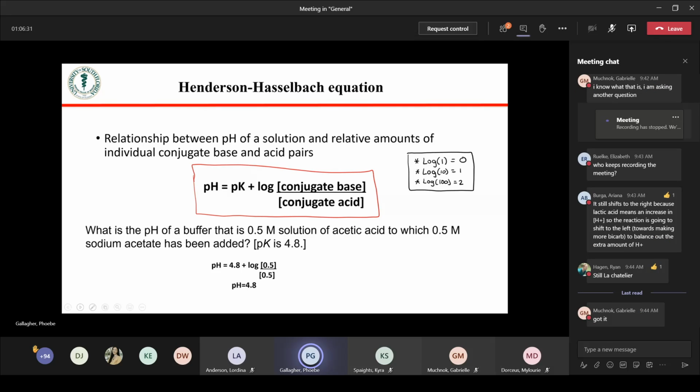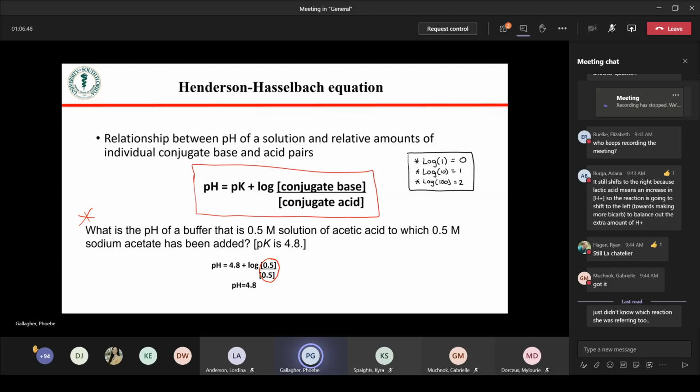So here is your Henderson-Hasselbalch equation. You're going to have to know this for sure because there's definitely going to be a question on the test about it. That is very similar to the example she's provided here. So you'll see that she used a log of 1, so 0.5 over 0.5. She's going to give you something like that.